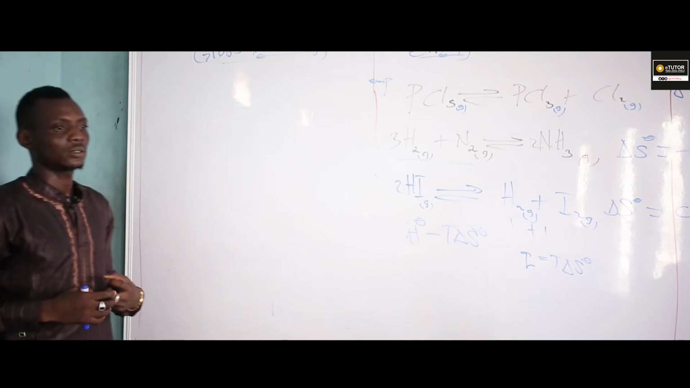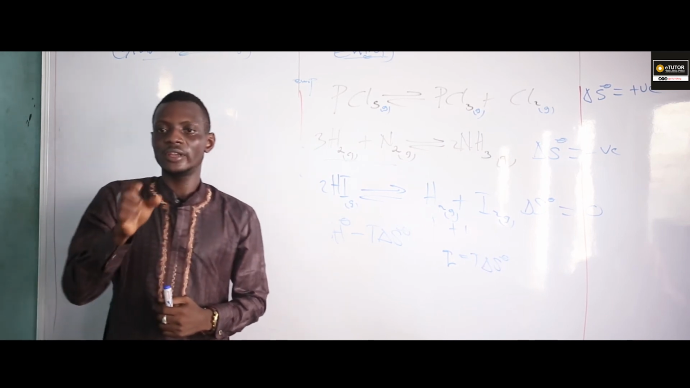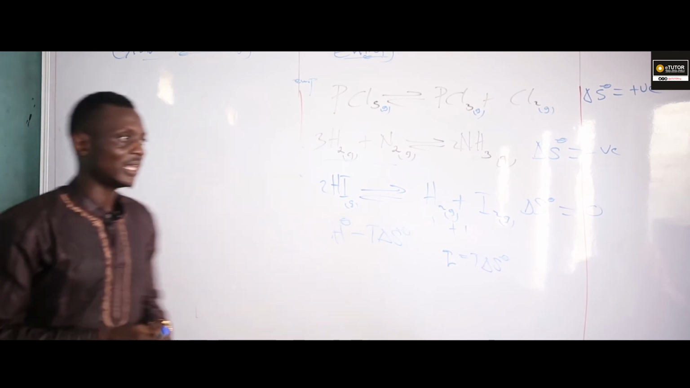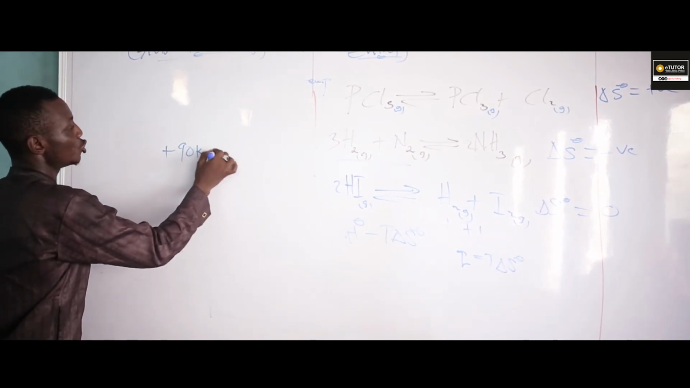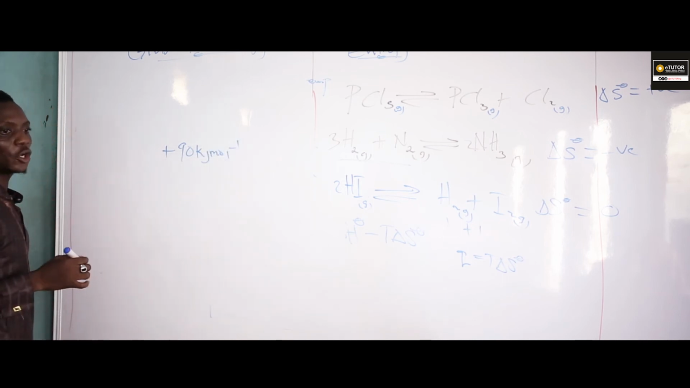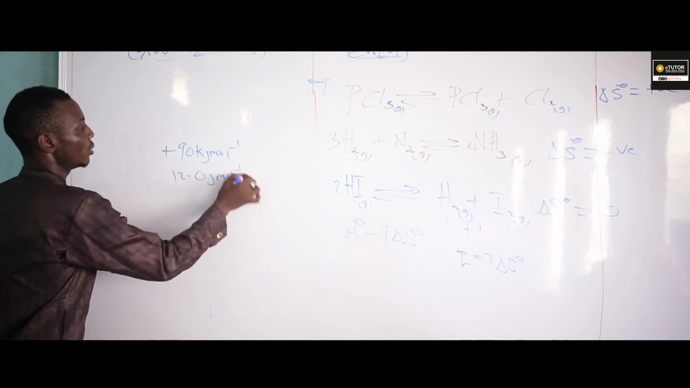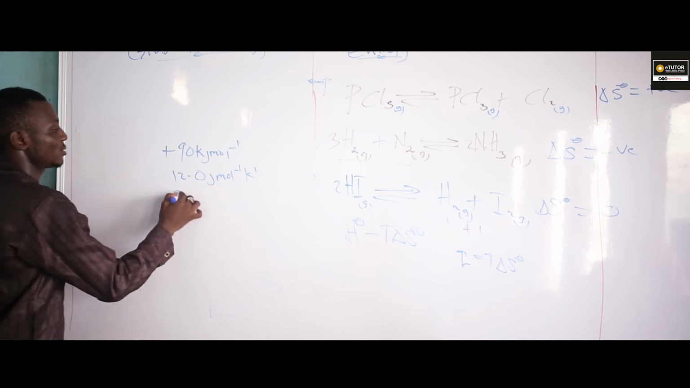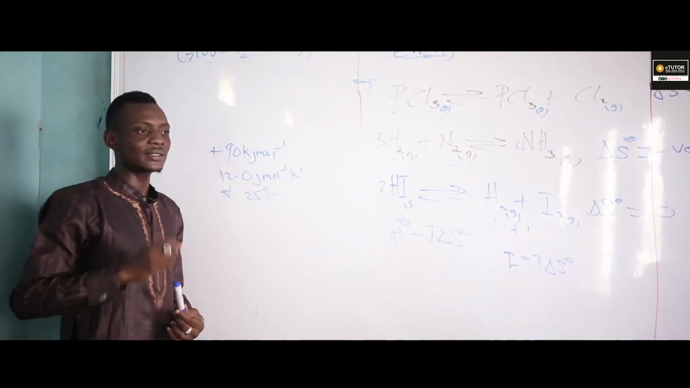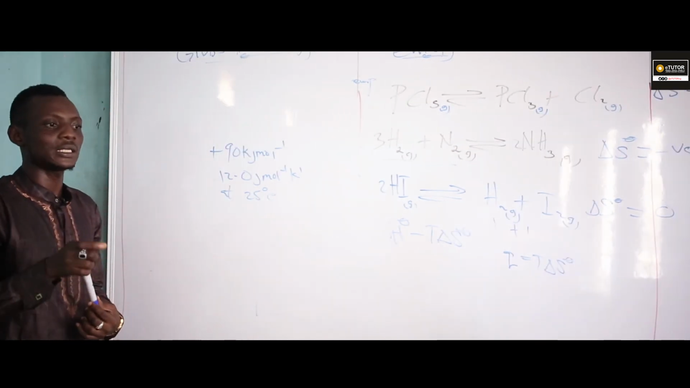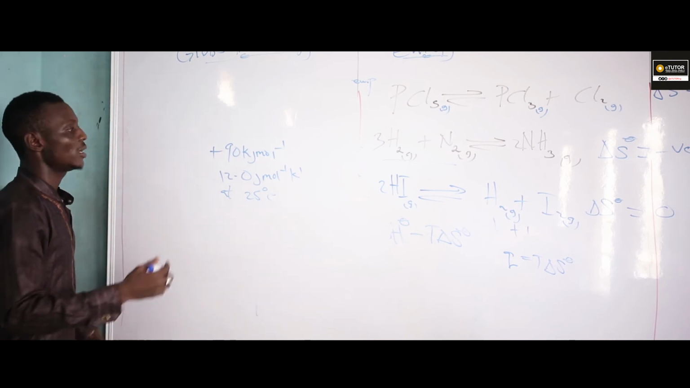A reaction of nitrogen 2 oxide. In a reaction to produce nitrogen 2 oxide, if the enthalpy of the reaction is plus 90 kilojoule per mole, and the entropy of the system is 12.0 joule per mole per Kelvin at 25 degree Celsius, determine the Gibbs free energy of the system. Determine the Gibbs free energy of the system.